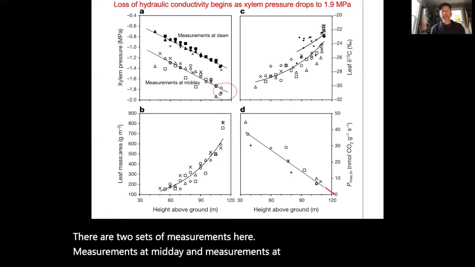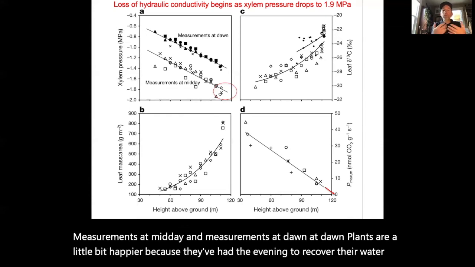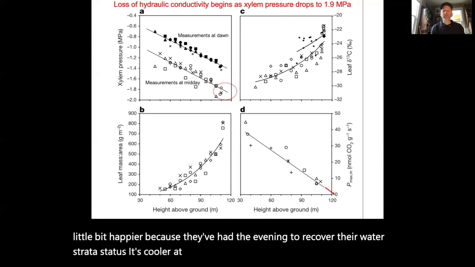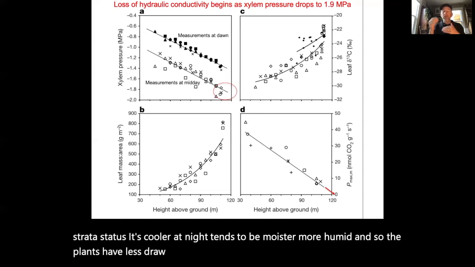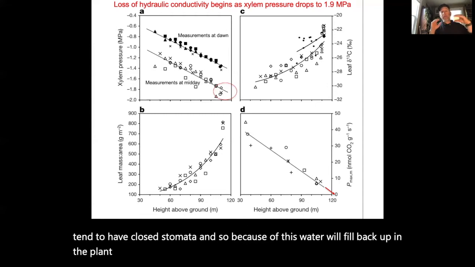At dawn, plants are a little bit happier because they've had the evening to recover their water status. It's cooler at night, it tends to be moister, more humid, and so the plants have less draw, less demand out of the leaf surfaces. The leaves also tend to have closed stomata, and so because of this, water will fill back up in the plant, and the plant ends up at a better moisture status first thing in the morning.